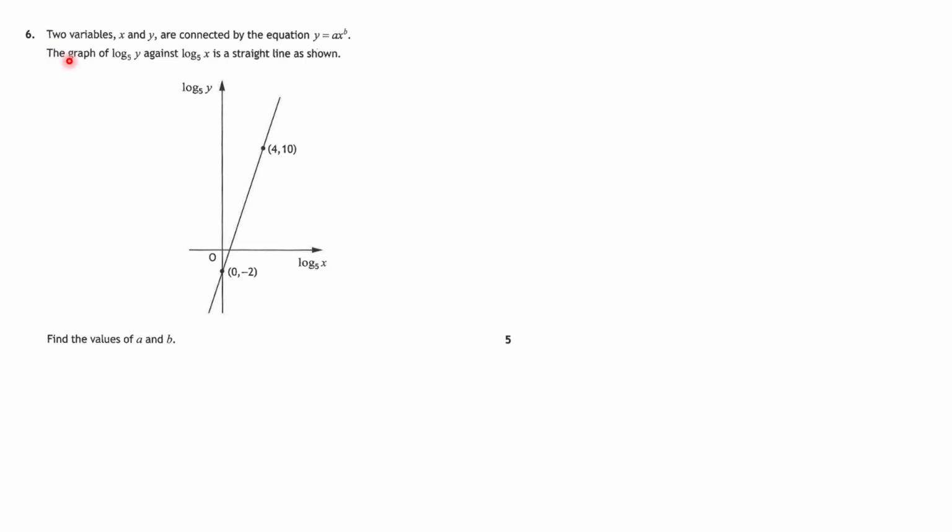Question 6. Two variables x and y are connected by the equation y equals ax to the power b. We've got a graph of log y against log x where the base of the log is 5 and it's a straight line. Now every straight line has this form, y equals mx plus c. We've now got 2 points here, we can find the gradient m, so we can say the gradient is going to be the difference in the y's, that's 10 take away minus 2, over the difference in the x's, 4 take away 0. That's what we have here.